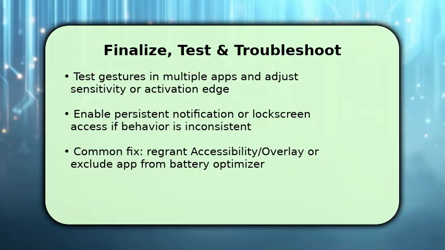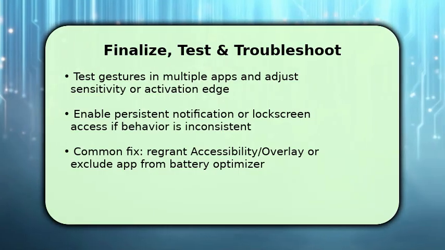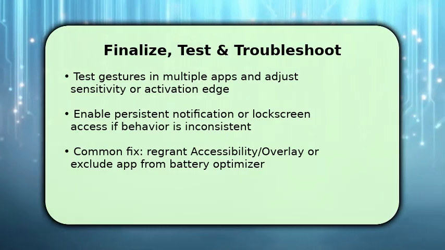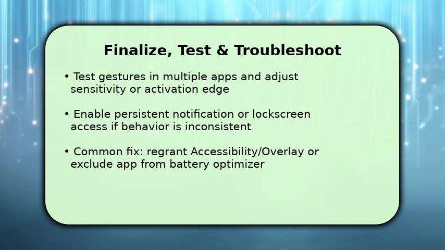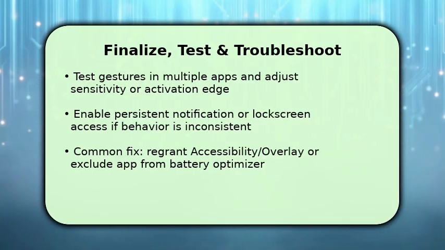This improves stability. If things still misbehave, regrant accessibility and overlay permissions and exclude the app from battery optimization. This is the single most effective troubleshooting tip to prevent the control center from being killed by the system.